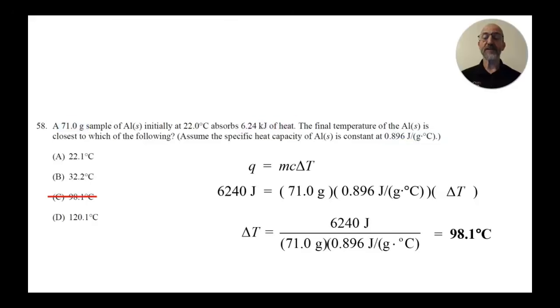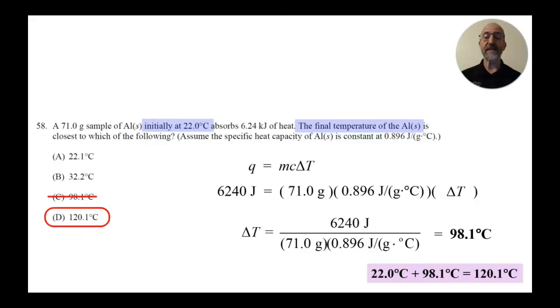So if the initial temperature of the aluminum is 22 degrees Celsius and the change in temperature is 98.1, then we're going to take 22 plus 98.1 to get our final temperature. So 22 plus 98.1 gives us 120.1 degrees Celsius. So the correct answer to question 58 is choice D.